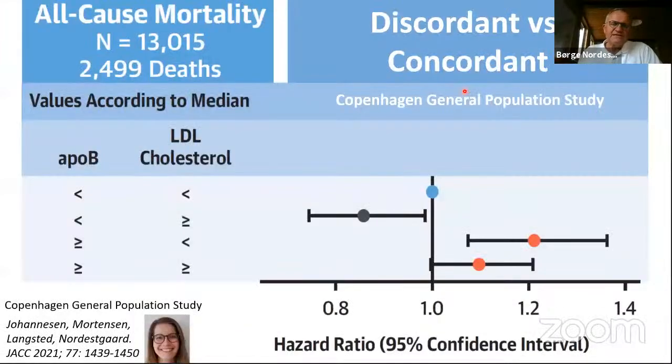And so we did this discordance analysis, looking at all-cause mortality, the reference being the individuals with low ApoB and low LDL cholesterol. Compared to the ones that had low ApoB but LDL cholesterol above the median, they did not have increased risk, if anything, lower risk. But the ones that did have increased risk of dying were the ones with high ApoB but low LDL. The difference here, of course, is that they have high triglyceride-rich lipoproteins, increased risk. And if both were high, they had increased risk.